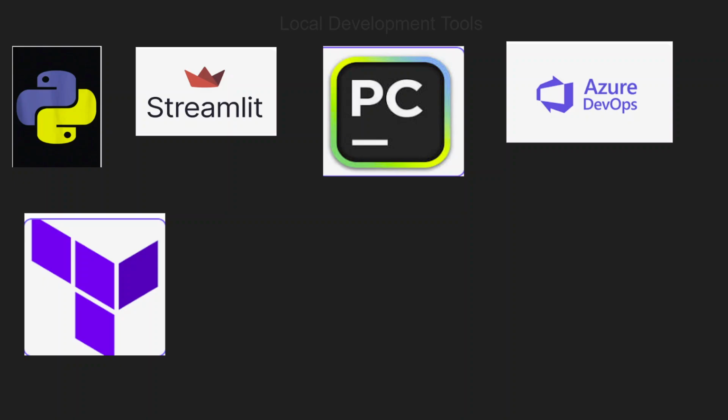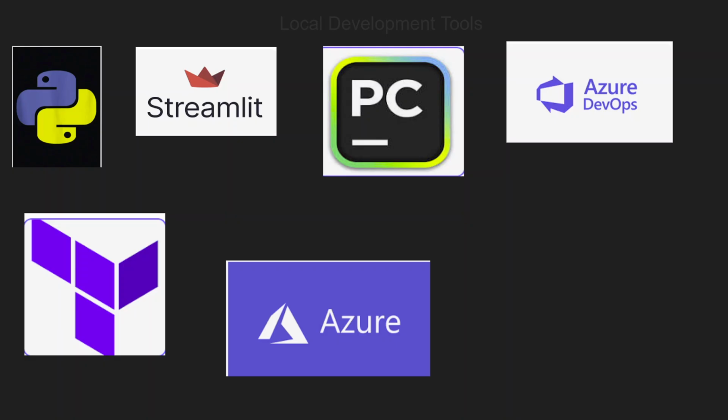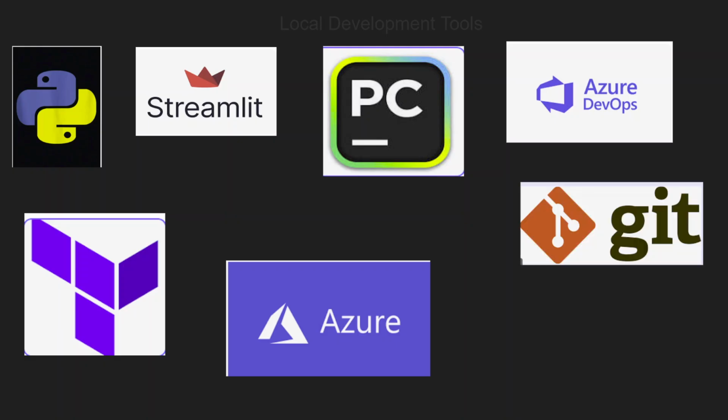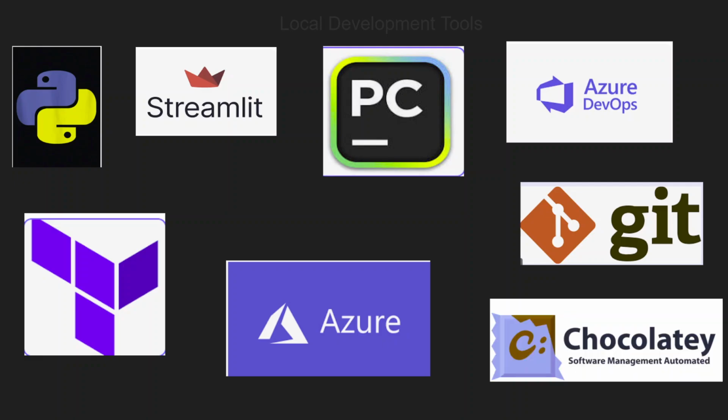We need Terraform for our infrastructure as code, and as I mentioned before, Azure to make sure that all our cloud servers are ready to go before we deploy our application. And we're going to need Git as well for our version control. And lastly, we're going to need a package manager, Chocolatey, since we are working on Windows. Chocolatey will help us install tools like Terraform, just to make sure that all the binaries and environment variables go straight to where they're supposed to be, for us to avoid any further issues later on.